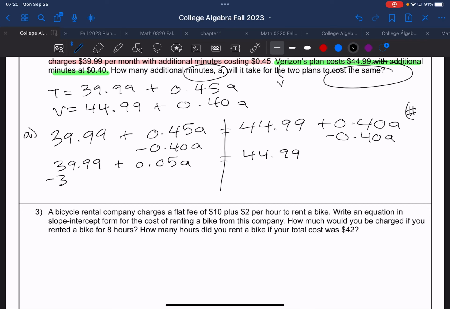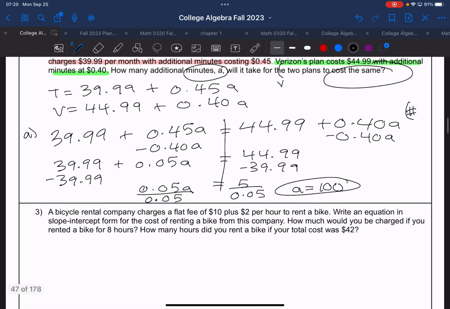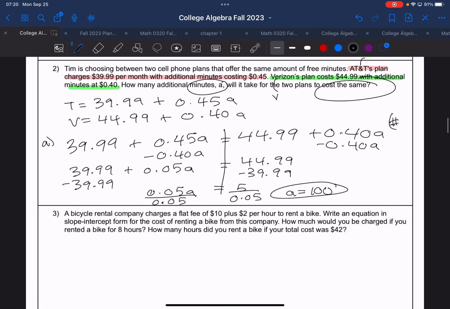Then I'm going to subtract that $39.99 over. And I'm going to get 0.05A is equal to, what is it, 5? Okay. And then I divide both sides by that 0.05. And I get A is equal to 100. What would our sentence be? Good, it would take 100 additional minutes, okay? So it will take 100 minutes, that's fine.